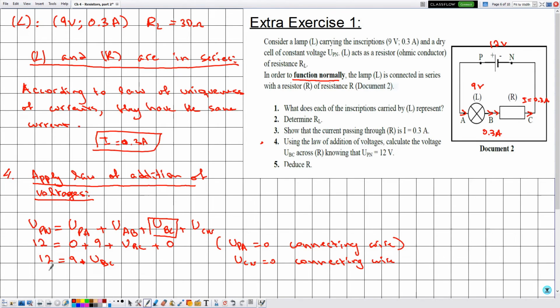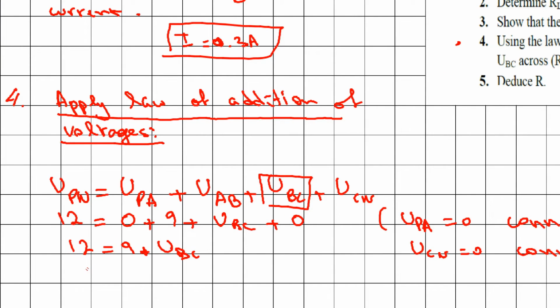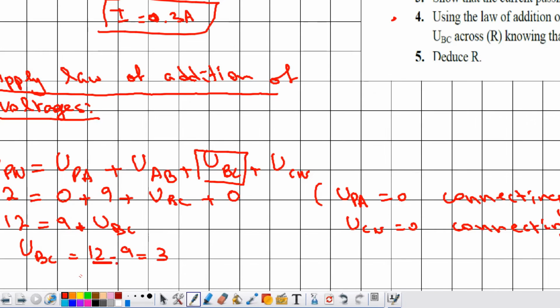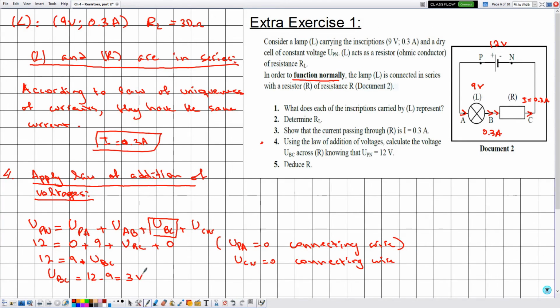So what's the type of this equation? This is a linear equation with one unknown. The unknown is UBC. So how do you solve this equation? We put UBC on one side and all the other numbers on the other side. Then UBC is equal to 12 minus 9, which is equal to 3. Since both 12 and 9 are expressed in the SI, the value of UBC will be expressed in the SI, which is volts. Then UBC is equal to 3 volts. And the trick in solving such type of exercises is to write the applied voltage on the electric circuit itself. So here we have 3 volts.